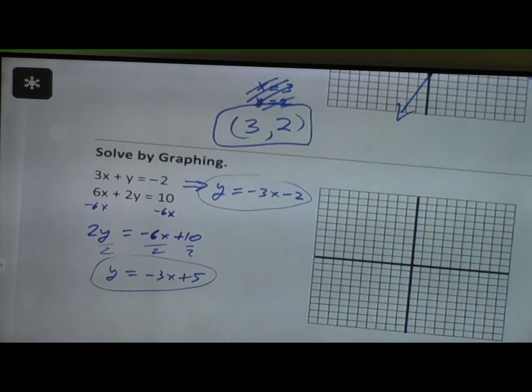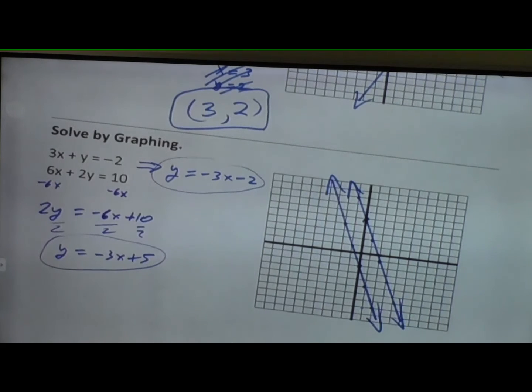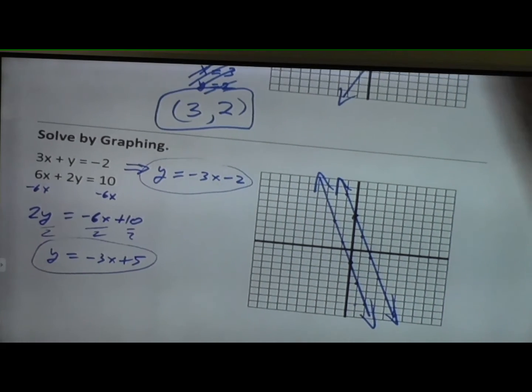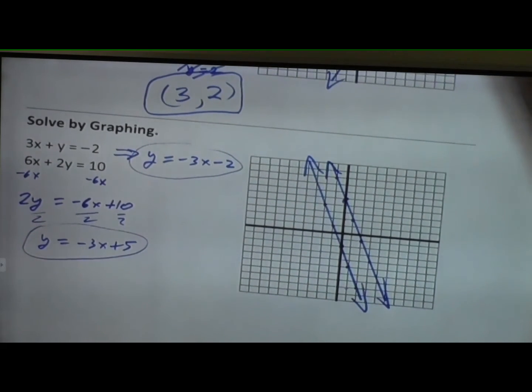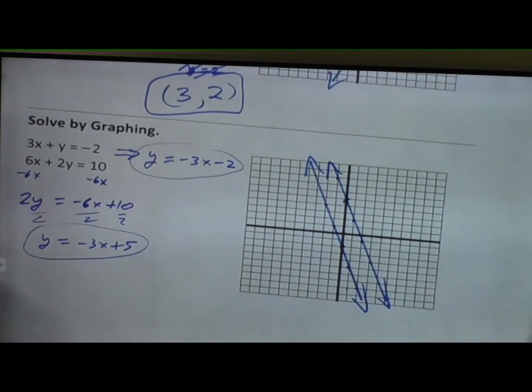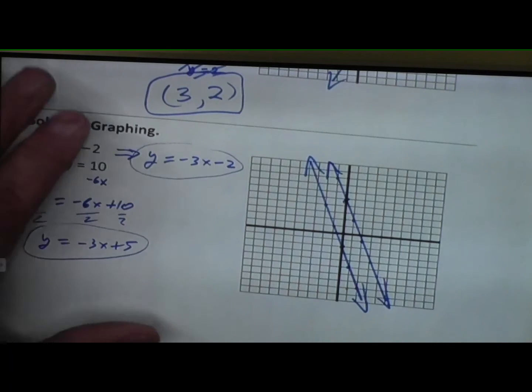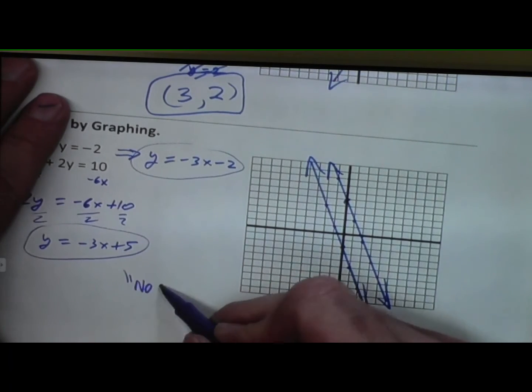So where's the point where they meet? Never. They don't meet. So what do you say in that case? No solution. There's no place that they meet, there's no actual answer, so the best answer is no solution.